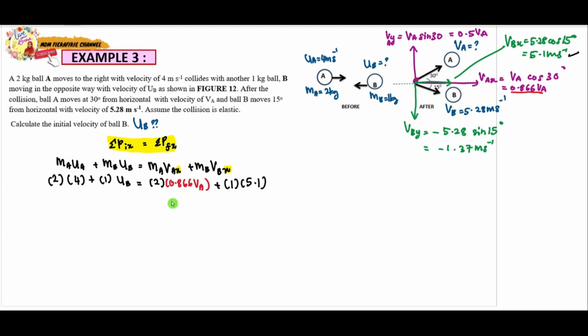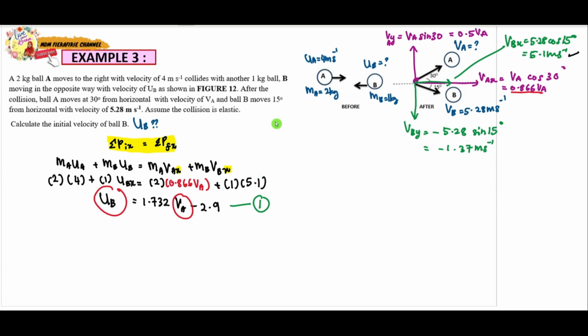Okay, so therefore from here we can write that UB, okay, so this is UBX. Okay, so UBX tu UB lah. So kita akan dapat 1.732 VA minus 2.9. So since here we have two unknown UB dan VA, kita tak boleh pun selesaikan. So we need to let this as equation number 1.